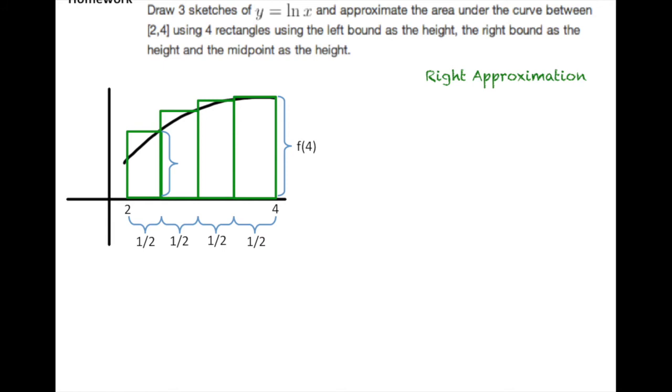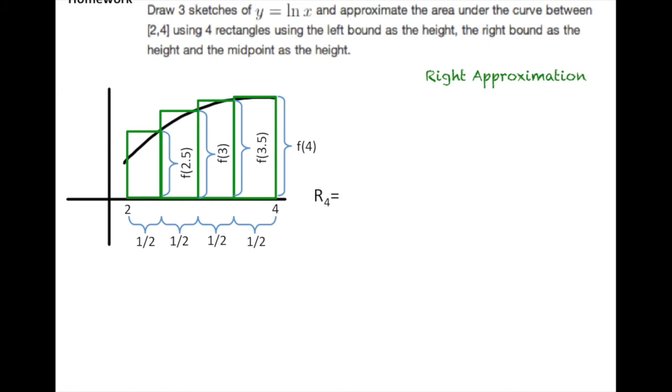For this first one, it's no longer going to be f of 2, but f of 2.5, and then f of 3, and then f of 3.5. So you can notice while the left one was using all the heights except the last, the right is going to use all the heights except the first.